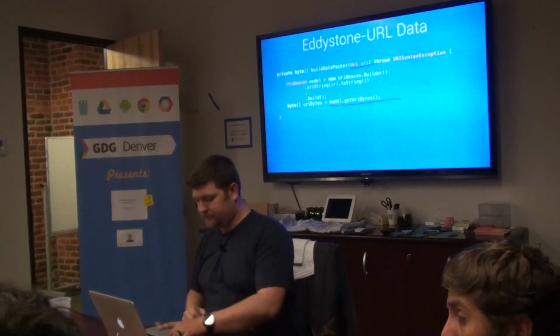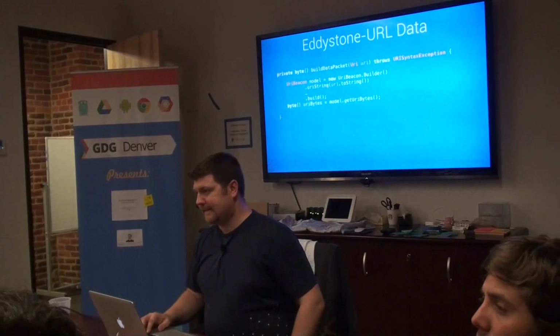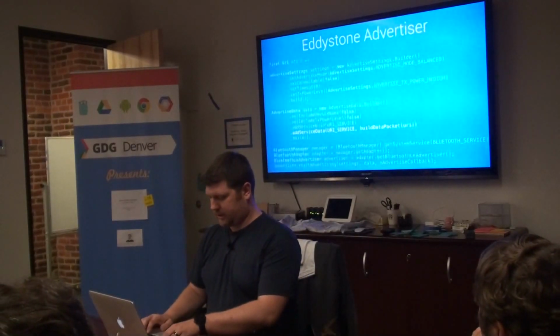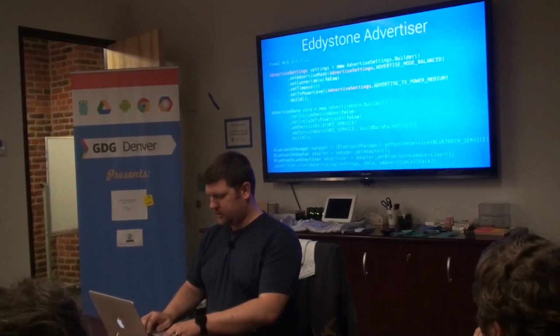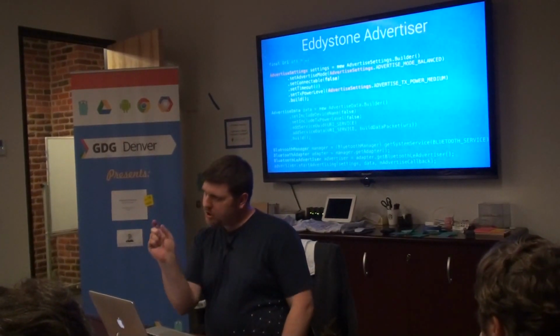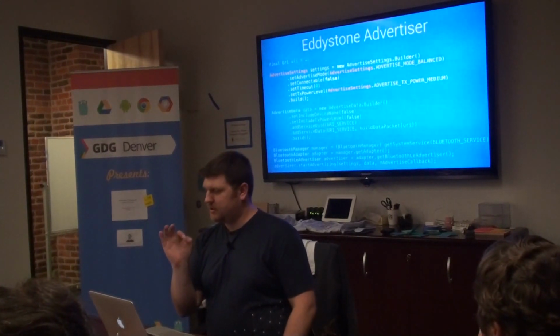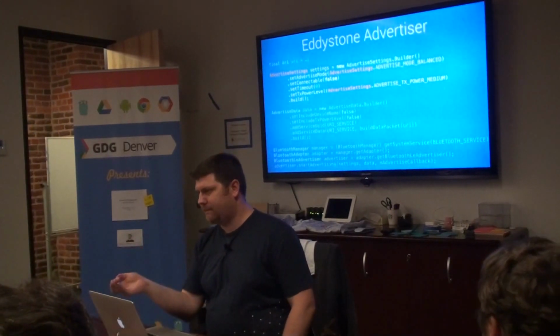Question? In the previous slide, did you set the broadcast enabled, or is there a default for that? So it sets the, let me back up. It sets the advertising mode, which is what defines that interval. So you don't get to do it explicitly. You just get to pick fast, slow, or medium, basically.